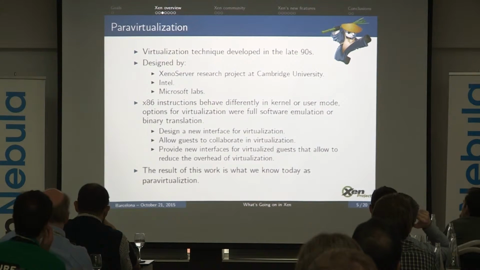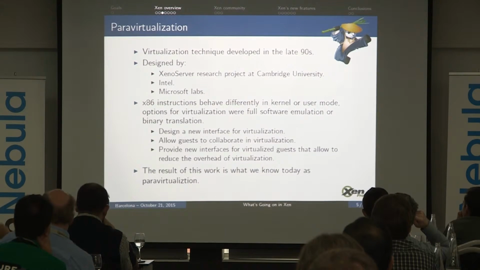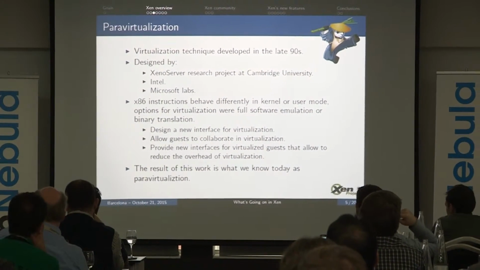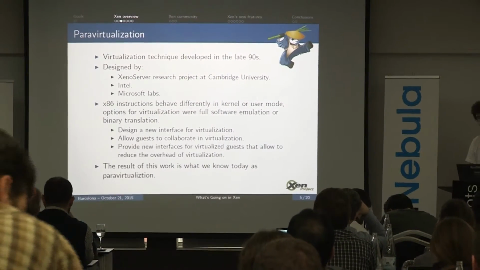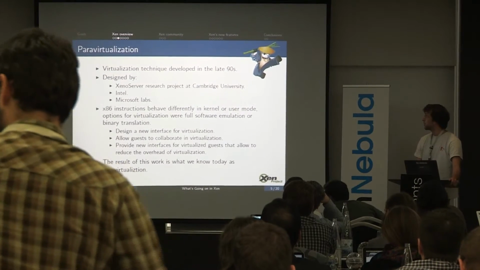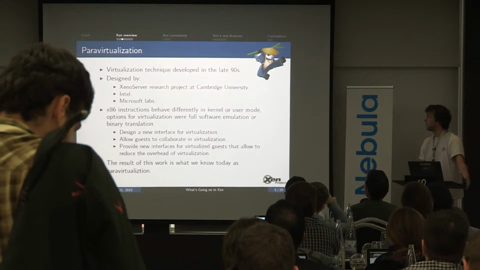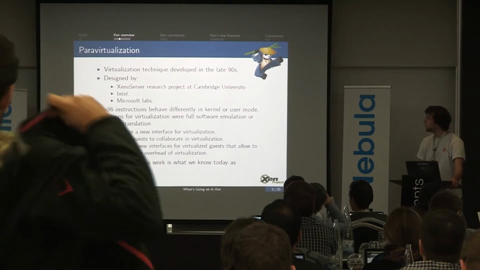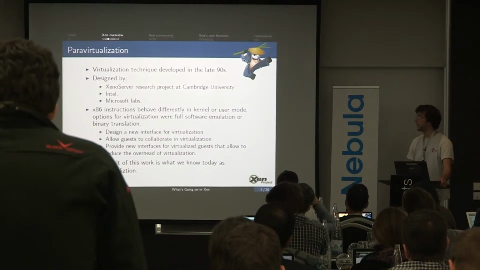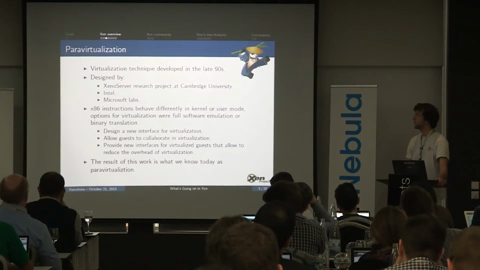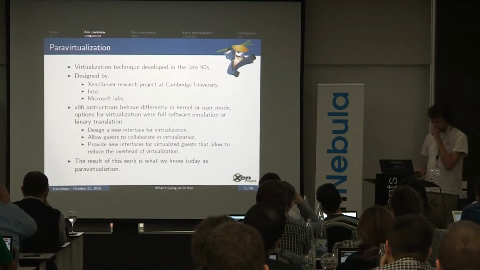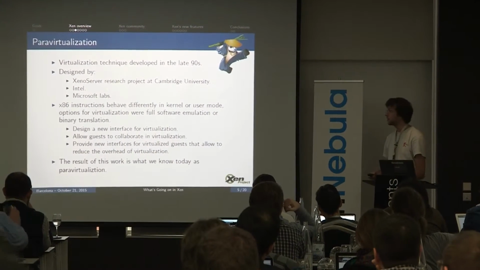And then, well, I will go a little bit fast over this because it's not really interesting, it's just a little bit of background. Xen was designed in the late 90s. By that time, there were no hardware virtualization extensions. It was a project that was done together with Cambridge University, Intel, and Microsoft Labs. And they basically realized that x86 was not easy to virtualize. The architecture was not designed for virtualization. So the only two options that you had were either full software emulation or binary translation.